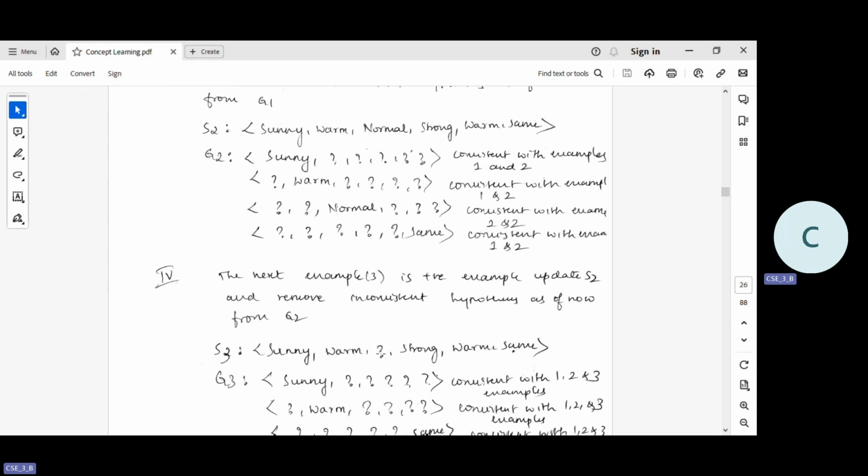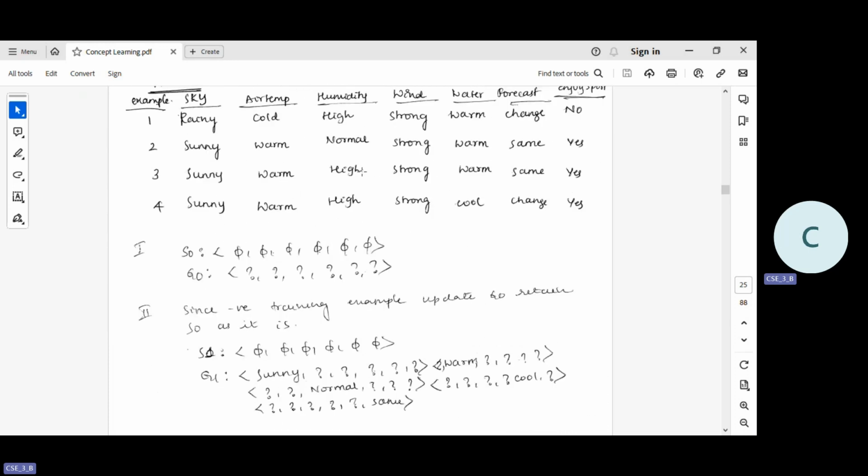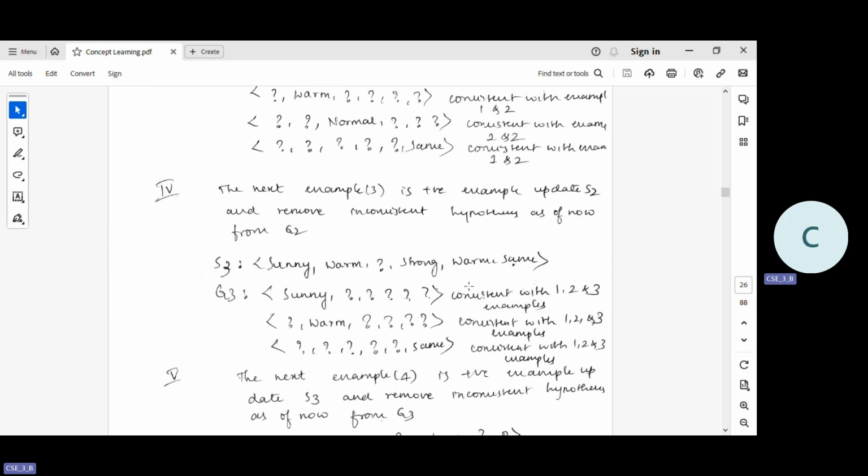So what we have to do? We have to replace this by the question mark and the remaining attribute values, that is strong, warm and same. So we can see here a strong, warm and same. So we have retained as it is. So we are not updating any attribute values here.